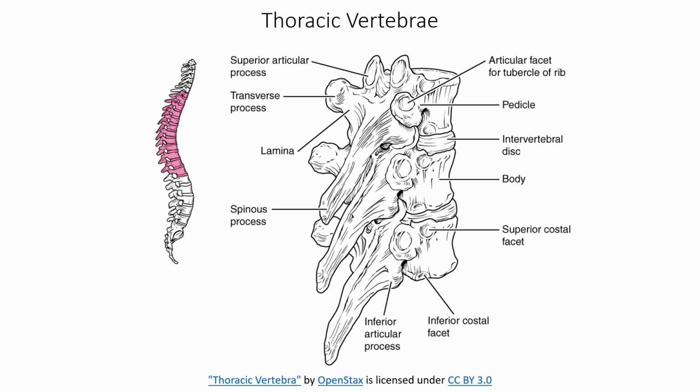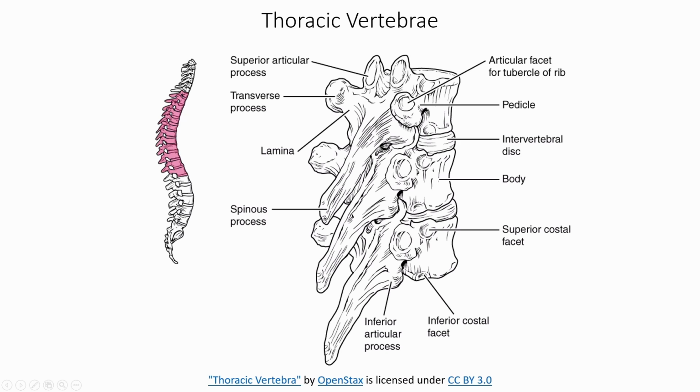Moving down to the thoracic vertebra, we have 12 of them. And if you think about it, we have 12 thoracic vertebrae. We also have 12 pairs of ribs. So that's the major thing here, is that we are going to articulate with ribs. And so we have additional facets to articulate with a rib. So we see, in this case, the articular facet for the tubercle of the rib.